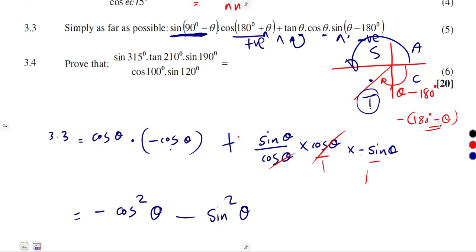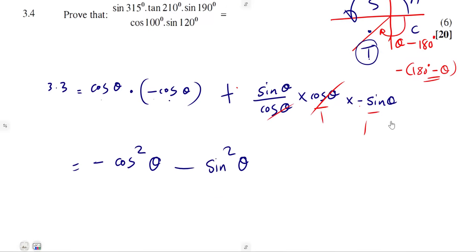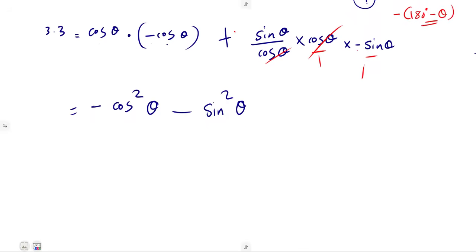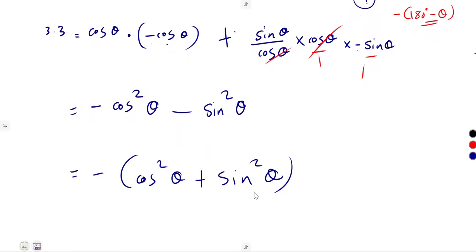Sine squared theta. Okay, there is the Pythagorean identity, which is hidden here. If we just factor out a negative, you can see that it is visible now. Factor a negative, so that's negative times what? This whole thing represents 1. So that's a negative 1 at the end of the day.